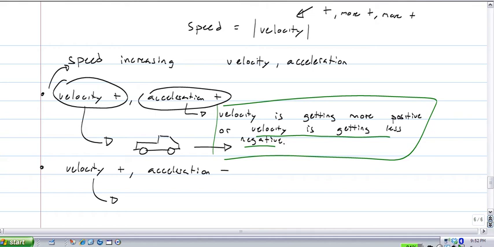So what's my speed doing? So if the car's going this way to the right, and it starts to slow down, right? I'll use the length of those arrows to describe the velocity. Well, what's the speed doing? Speed is slowing down. Speed decreasing.